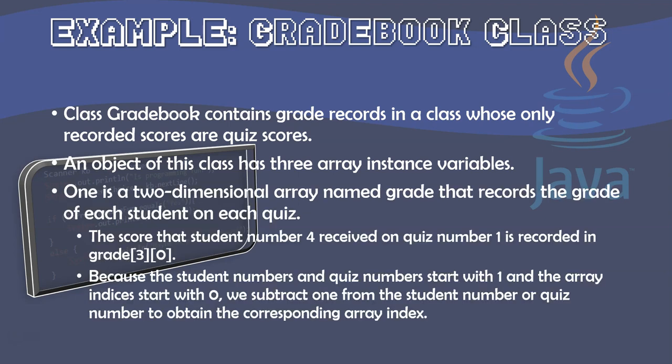One is a two-dimensional array named grade that records the grade of each student on each quiz. So the score that student number 4, for example, received on quiz 1 is recorded in the format grade[3][0]. Because the student numbers and quiz numbers start with 1 and the array indices start with 0, we're going to subtract 1 from the student number or quiz number to obtain the corresponding index. Because again, remember, arrays start at 0, but our student numbers probably aren't starting at 0. They're probably starting at student 1, student 2, student 3, etc.